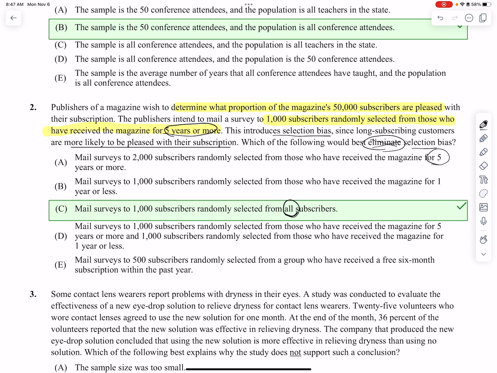This is 5 or more years, 1 year or less. This would be a problem also because you want everything. This is the only one that says all. So I'm just looking through them and trying to make sure that there's not another problem, but this is the best one for sure.